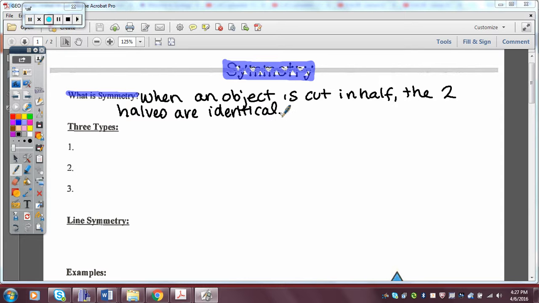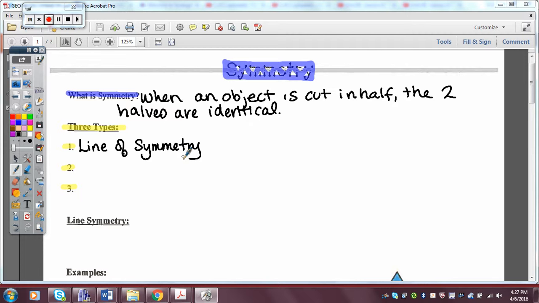Okay? We have three different types of symmetry we can talk about. We have line of symmetry, rotational symmetry, and point of symmetry. The most famous that you all are aware of is line of symmetry. What line makes my picture symmetrical?